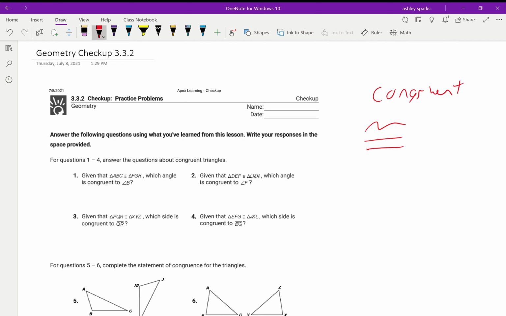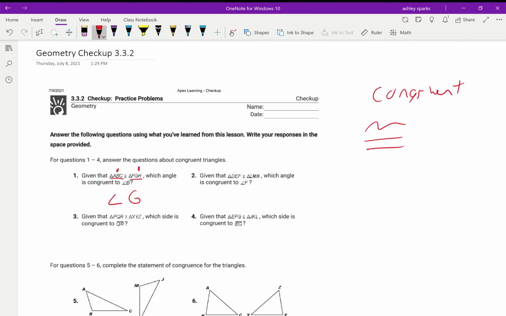So, for example, number 1, it says given that triangle ABC is congruent to EGF, which angle is congruent to B? We always write congruency statements so that the angles that are congruent match each other, which means all I have to do is look for B is in the middle. The angle congruent to B will be the one in the middle, which in this case is G.